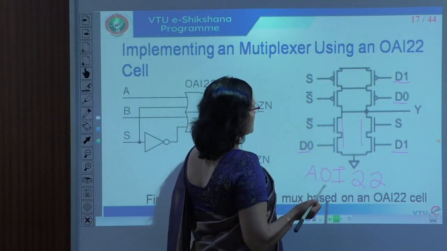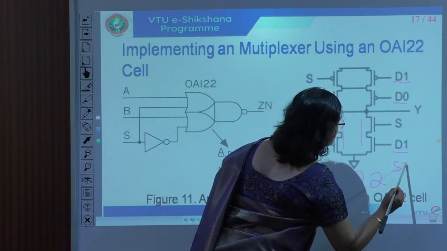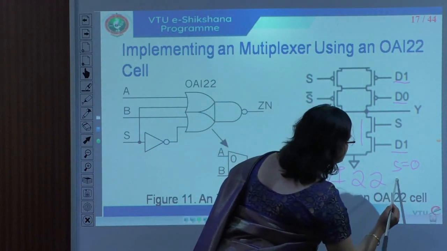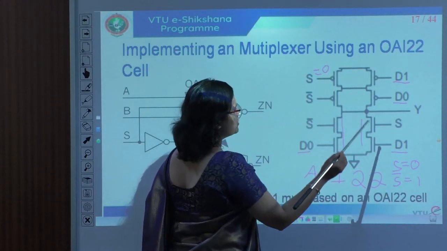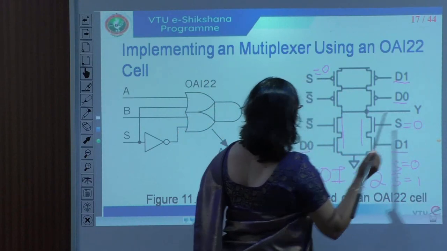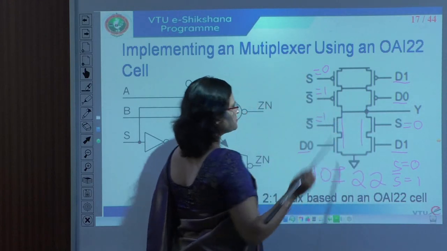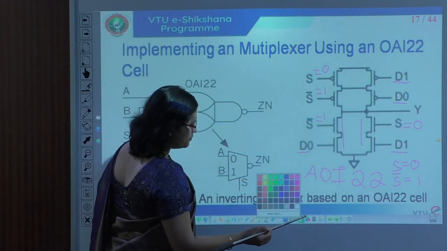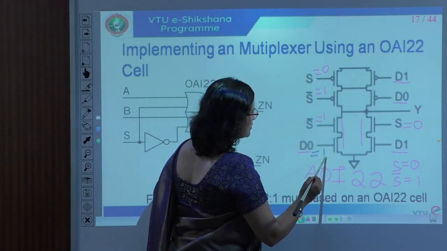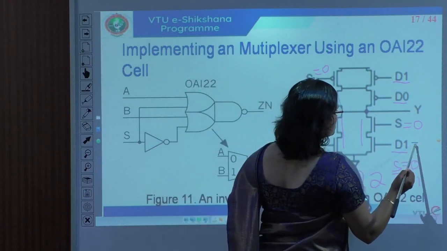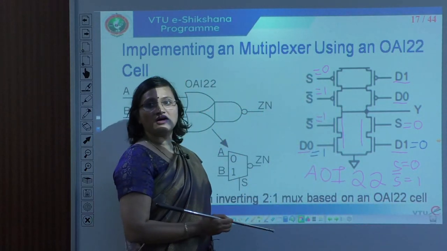Okay, so now let us take a simple example. I will make S equal to 0. Obviously, S bar is equal to 1. Wherever S is there, you substitute 0, and wherever S bar is there, you substitute 1. Now I will give the data inputs: D naught is equal to 1, and D1 I will consider as 0. We will see which output is going to appear across the Y output.